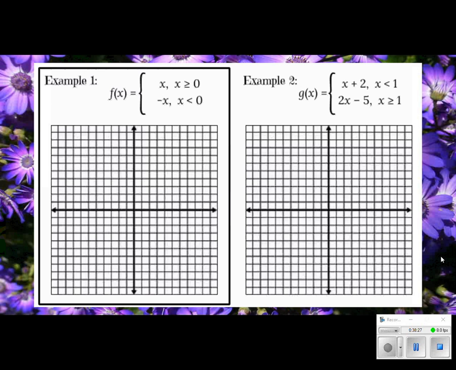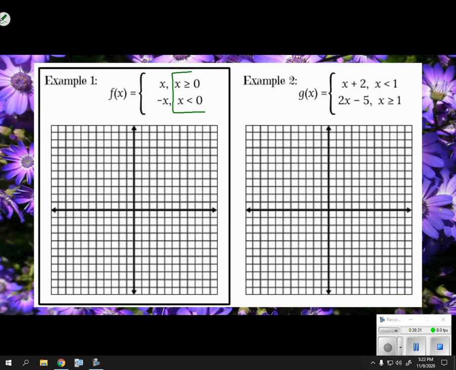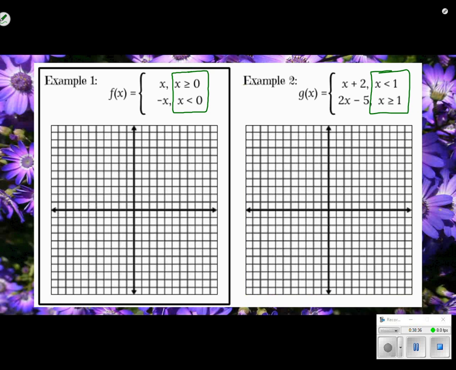So what we're going to do is we're going to break out our highlighter. Remember that these are the pieces where we draw our vertical lines. So on both of these, I'm only drawing one vertical line. So example one, my vertical line goes through zero. On example two, my vertical line goes through one. So you can go through and draw in all your vertical lines. The more lines that you have, the more pieces that you have.